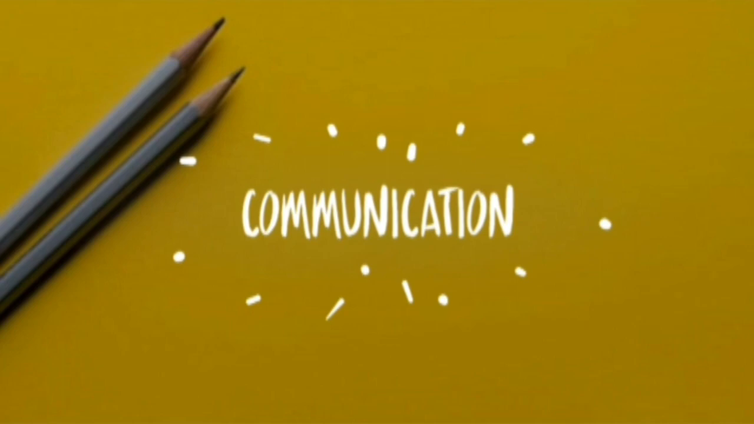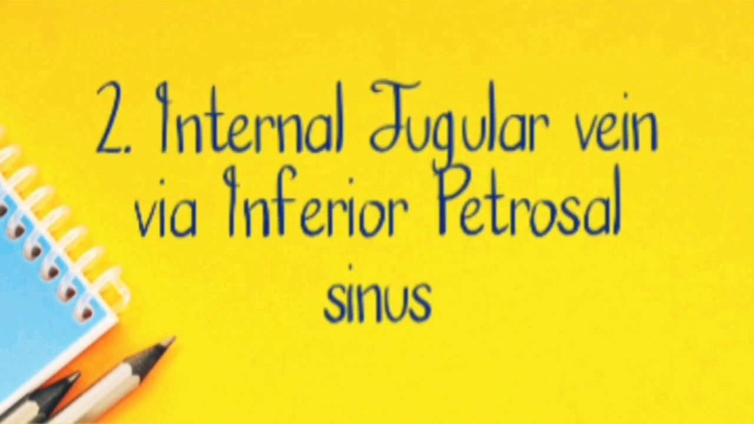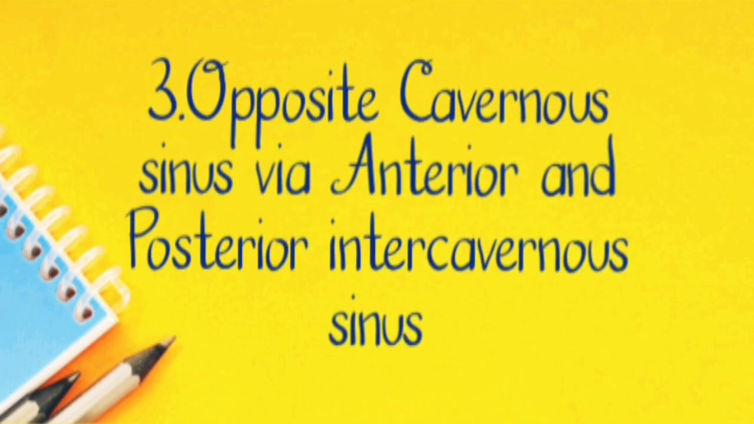The last topic that comes under the anatomy of cavernous sinus are its communications. As it is a bit difficult to remember all the communications, let us study a few. The first communication is with the transverse sinus via superior petrosal sinus. The next communication of the cavernous sinus is with the internal jugular vein via inferior petrosal sinus. The communication with the opposite cavernous sinus is via anterior and posterior intercavernous sinuses.